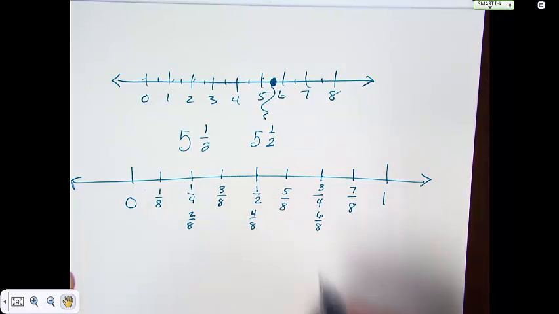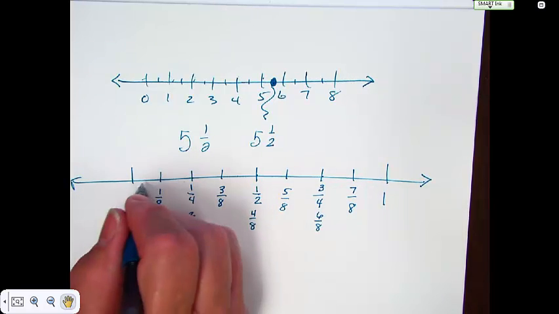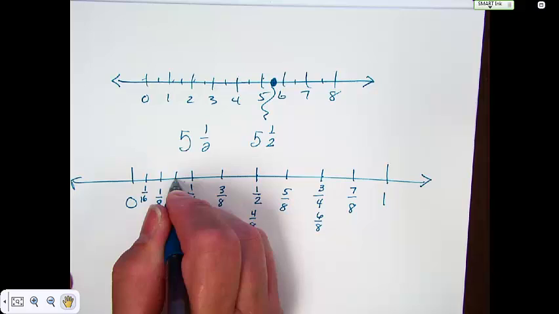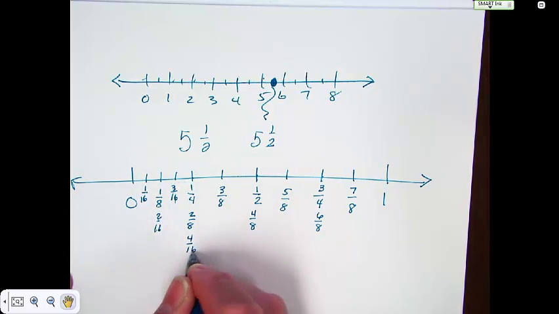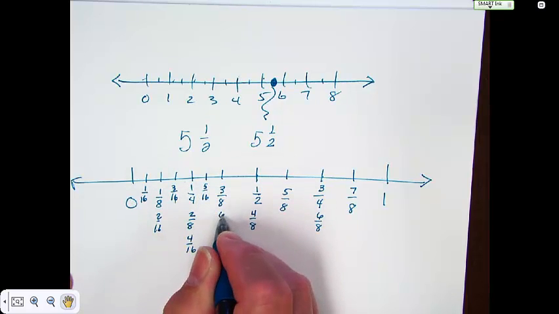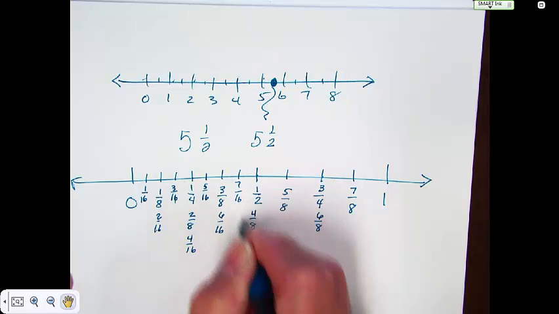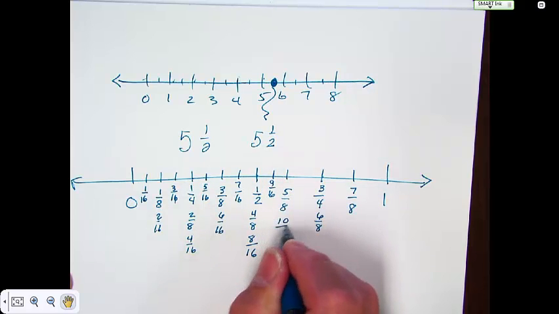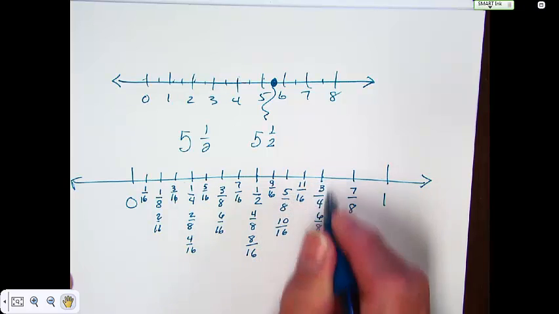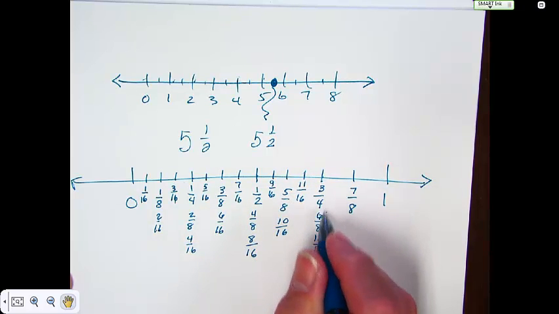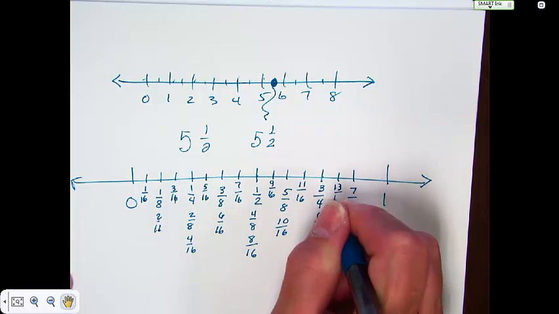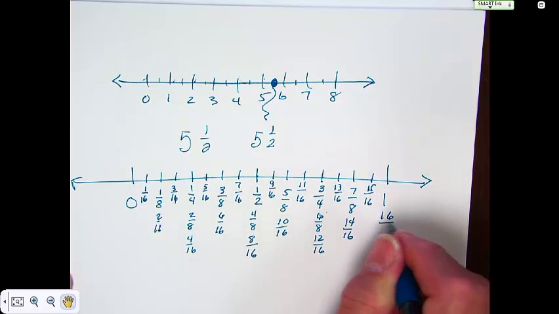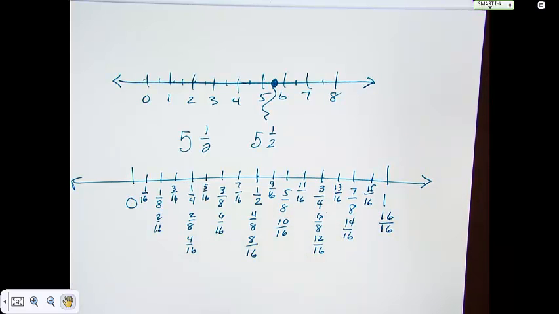Okay, if you divide the eighths in half, then they become 16ths. 1/16, 2/16, 3/16, 4/16, 5/16, 6/16, 7/16, 8/16. Notice 8/16 is 1/2. 9/16, 10/16, 11/16, 12/16. Notice 2 times 6 is 12, 2 times 8 is 16. 13/16, 14/16, and 15/16. And then of course this is 16/16. And that's really how you can do that.